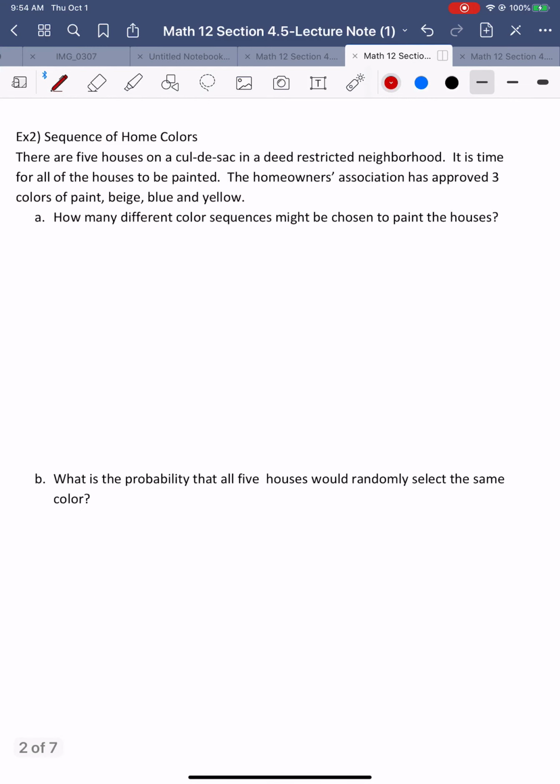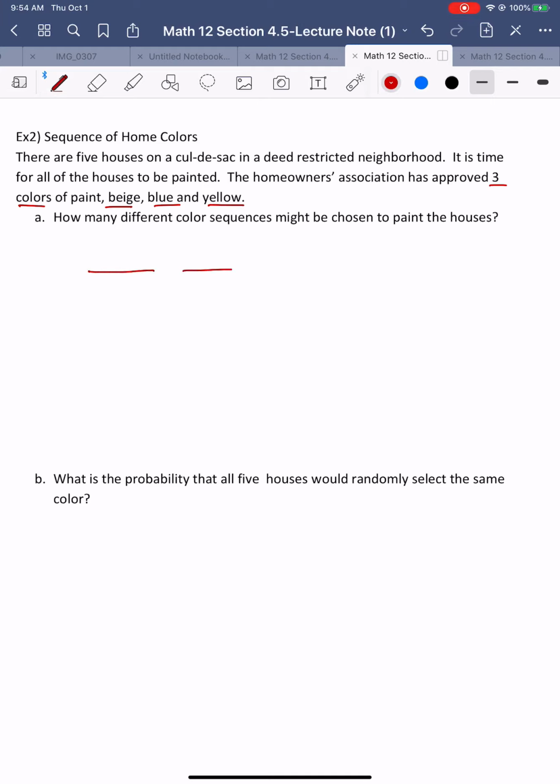Sequence of home colors. There are 5 houses on a cul-de-sac in a restricted neighborhood. It is time for all of the houses to be painted. The homeowner association has approved 3 colors, which are beige, blue, and yellow. So how many different color sequences might be chosen to paint the houses?